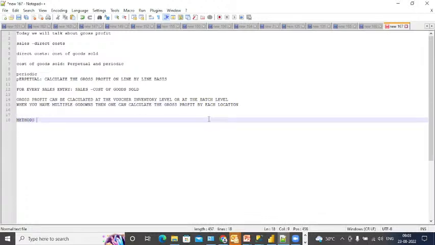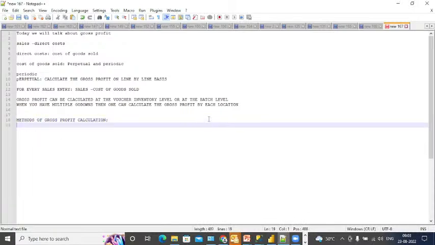Now, methods of gross profit calculation. One is going to be the weighted average. Weighted average basically means that you do a running sum of all your values associated with purchase accounts, excluding the following movement types.